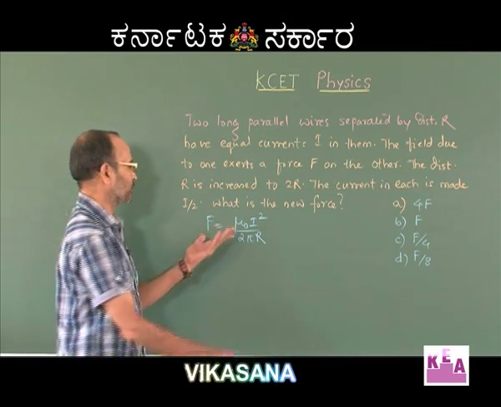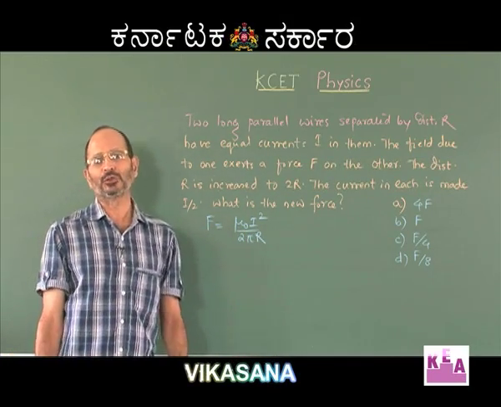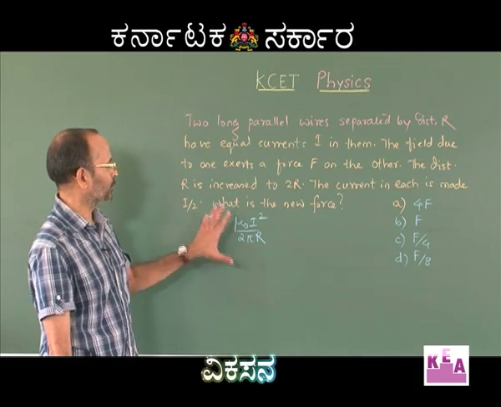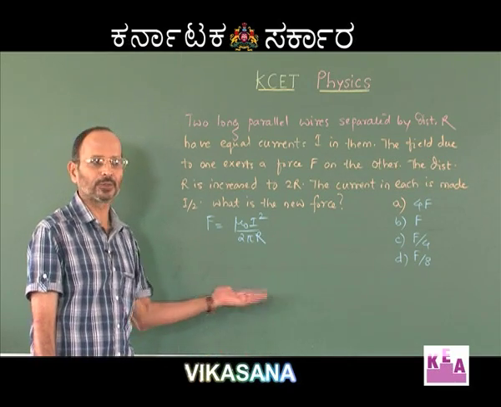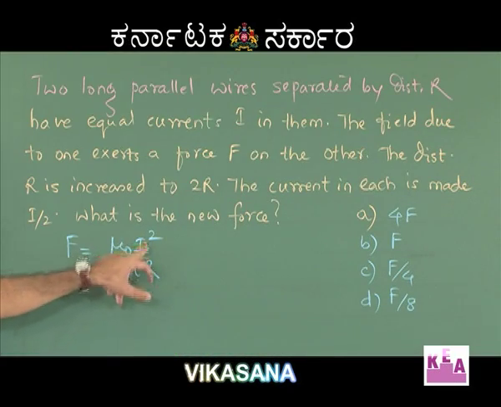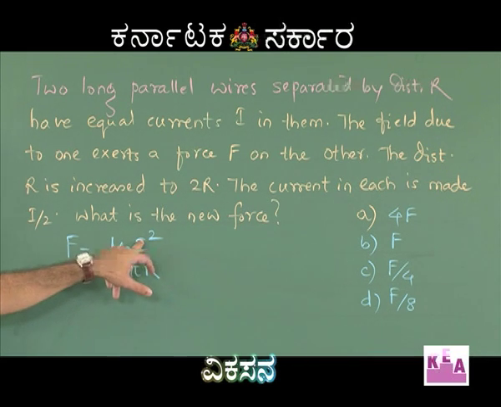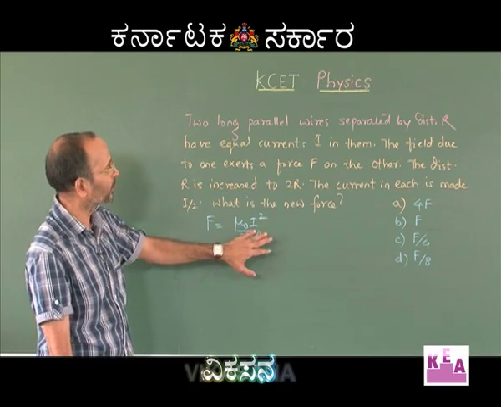Of course, we have taken the unit length of that particular wire to see what force it experiences. So, this is the force experienced per unit length of the second wire, which is kept in the field due to the first. Now, it is directly proportional to the current and inversely proportional to the distance, as you can notice here. So, he has said the current has been made half. So, the numerator has been reduced and the denominator has been increased.